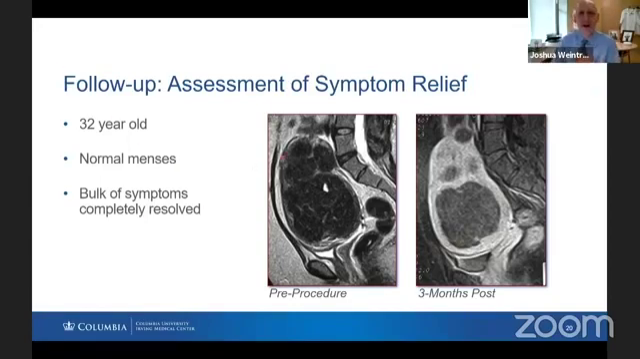So here's her MRI before the procedure. You can see these really large fibroids really filling the entire pelvis. Then just 3 months later, it shrunk in size. Her urinary symptoms had resolved. We continue to see shrinkage of those fibroids, the vast majority by 6 months, but they'll continue to shrink all the way out to a year.